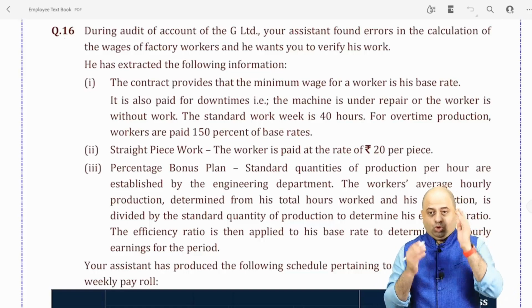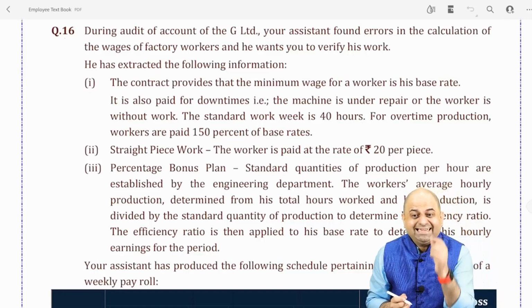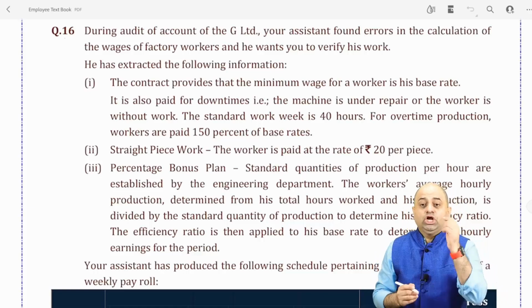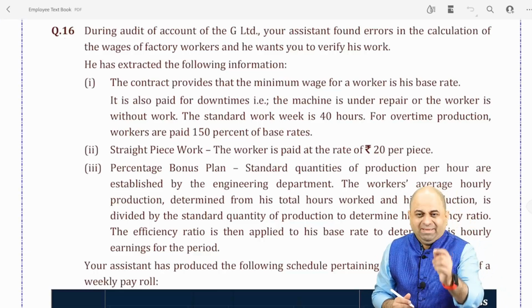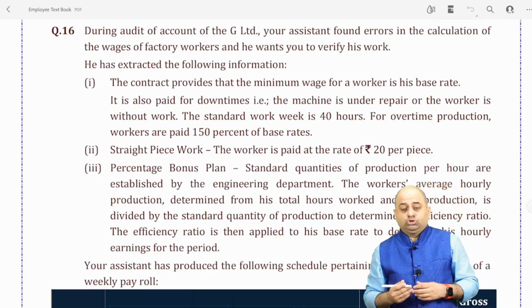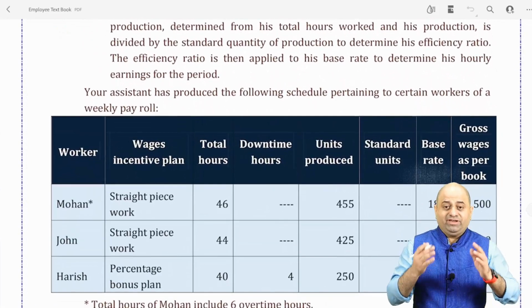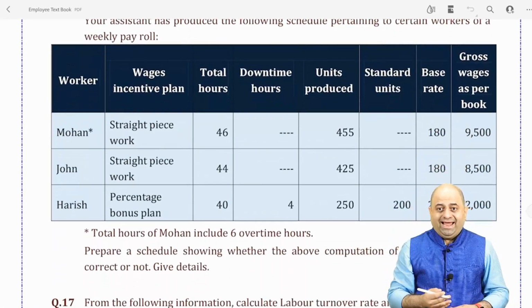This means what? What does this mean? That base rate will be time rate, or in other words, rate per hour, because minimum wages are usually time basis wages. It is rate per hour, that base rate. So now every worker's wage rate will be calculated. That is Mohan, John and Harish.